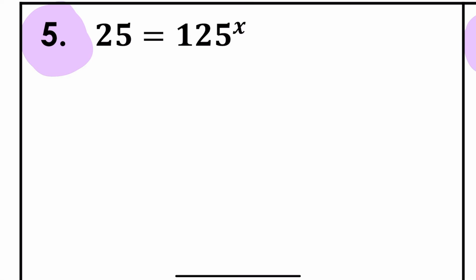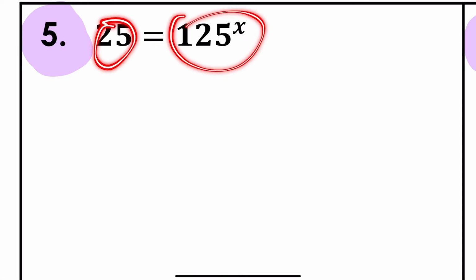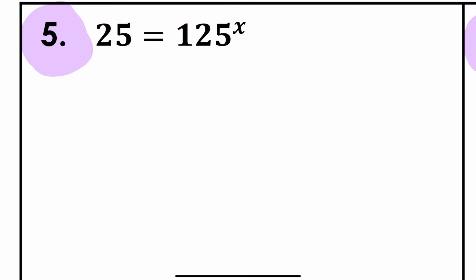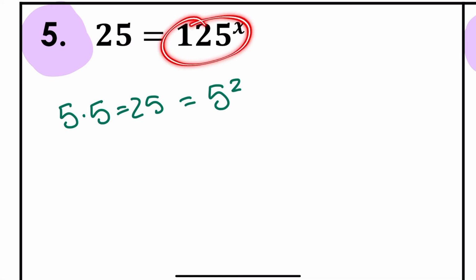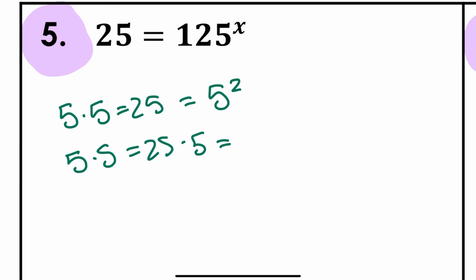Now, looking at these two numbers, my gut is telling me that my base is going to be 5. So let's see how many 5s it takes us to get to 25. 5 times 5 is 25, we're already there. That was two 5s, so I have 5 to the second power. Now I need to find 125. So 5 times 5 times 5 again. That will work for us. So that'll be 5 to the third power.